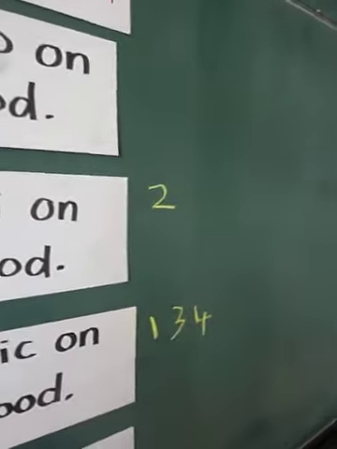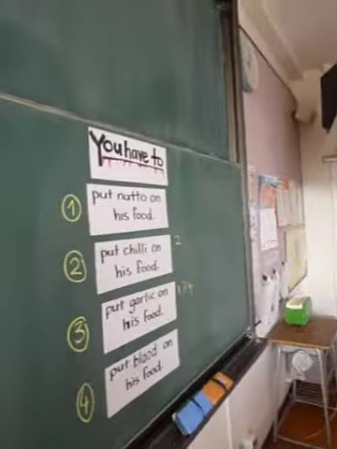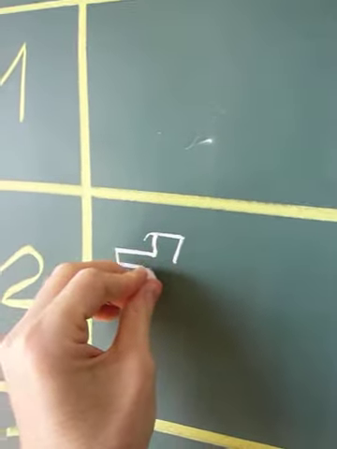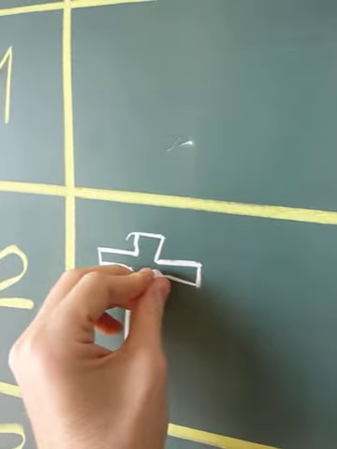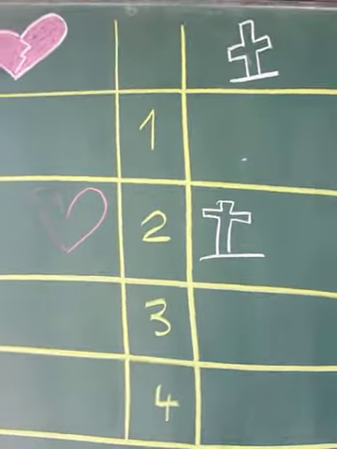Then we can give points to the teams. For this part of the quiz, they can get negative points. So Team 2 was incorrect. So Team 2 gets a negative point. Okay, Team 2 gets a negative point.